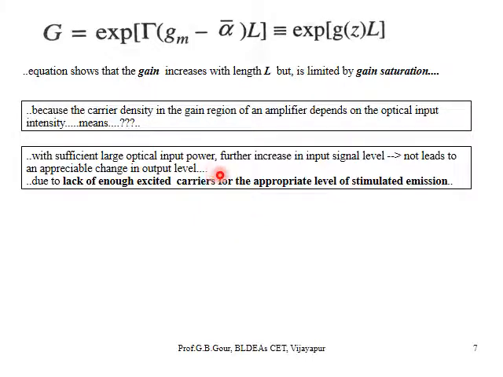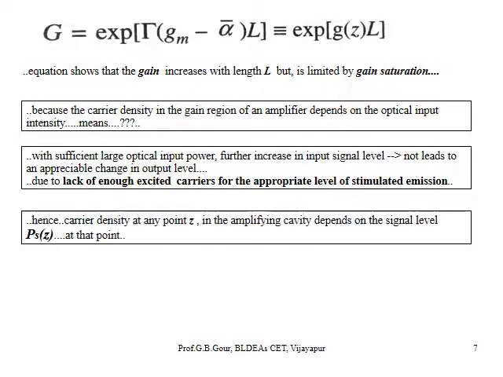So what we can conclude here is that even though there is an increase in the input power, the output power is not increasing. So the gain is saturated. No more stimulated emission and population inversion, and no more amplification. So that's what we actually mean by gain saturation here.